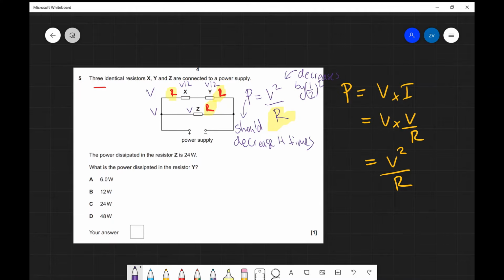So our original power is 24. So divide that by 4. If it decreases 4 times, because we're multiplying both sides of the equation by a factor of a half squared, this should give us 6 watts. So the correct answer is A.